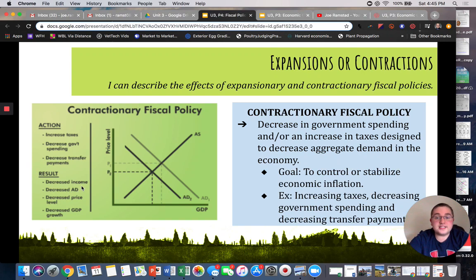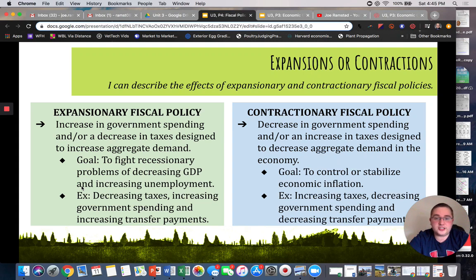Okay, so this gives you a nice setup of the difference between expansionary and contractionary policy. They're essentially the exact opposite. As we see, in expansionary, we're increasing government spending or decreasing taxes, and in contractionary fiscal policy, we're decreasing government spending or increasing taxes. Both of them have polar opposite effects.